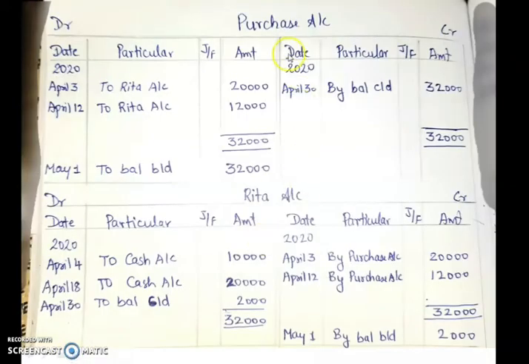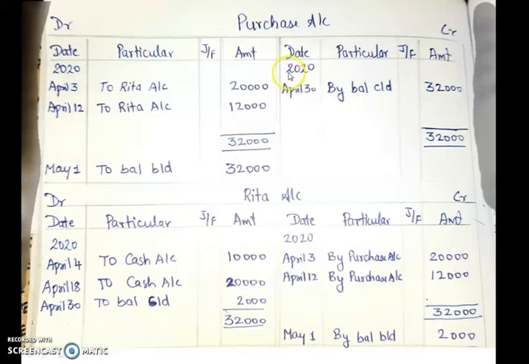Now I will close this account. You can see that I am going to close the purchase account. When I close this account, this side, that is the debit side, I was having 32,000. 20,000 and 12,000 will make 32,000. But no entry was there on the credit side. When I close this book on April 30th, you know that debit should be equal to credit. So when I close this book, I have to carry this amount of 32,000 to the credit side.